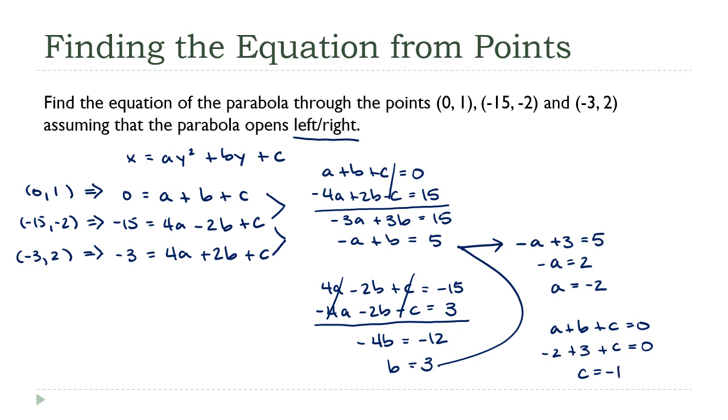So the equation of the parabola opening left, right, that passes through those points is x equals negative 2y squared plus 3y minus 1.